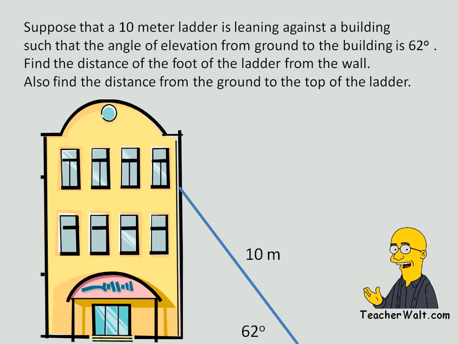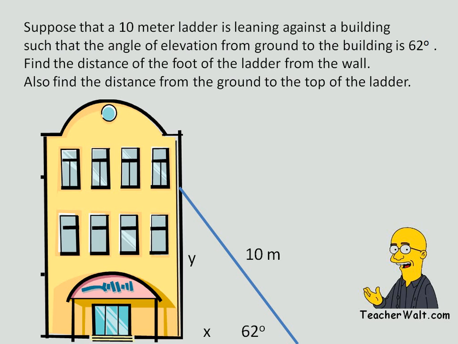Now, once you label your knowns, once you take care of what you're given, you assign variables to the unknowns, what you're looking for. So I'm going to assign x and y. Y being the distance from the ground to the ladder, and x being the distance from the building to the ladder.